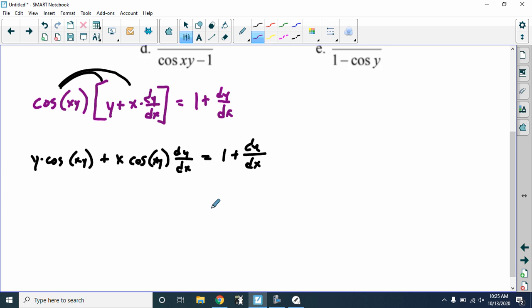All my dy/dx's need to go on the same side. I'm going to leave them on the left side here. So x cosine xy dy/dx. And you move this over, so I'm going to subtract it. Minus dy/dx equals 1, stays on this side, and this guy here needs to go over, so I'm going to subtract it.